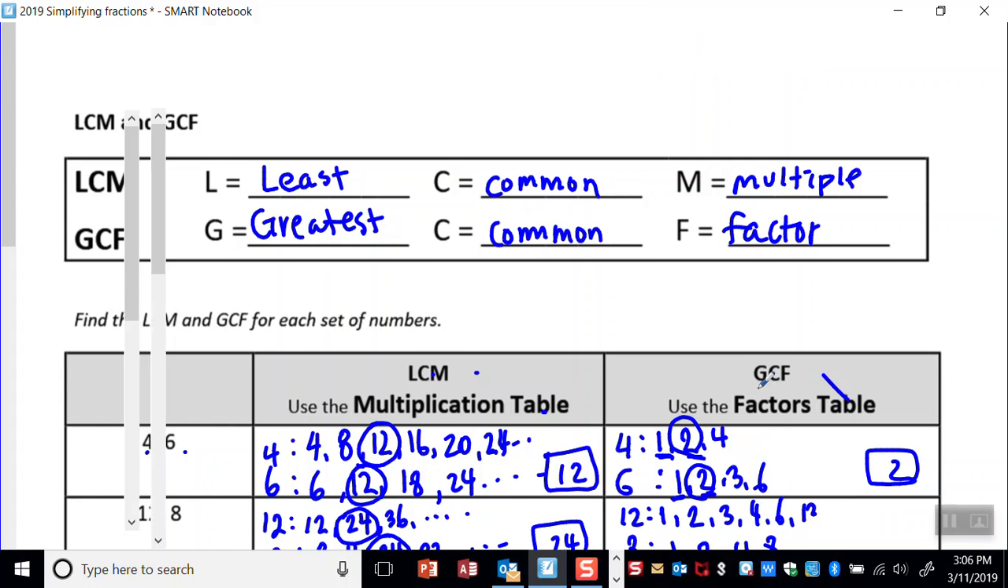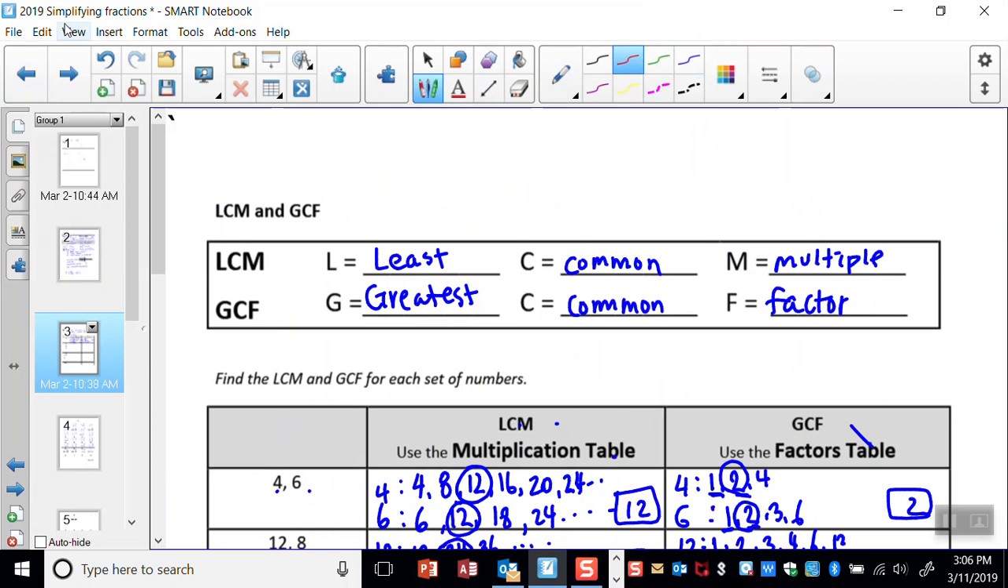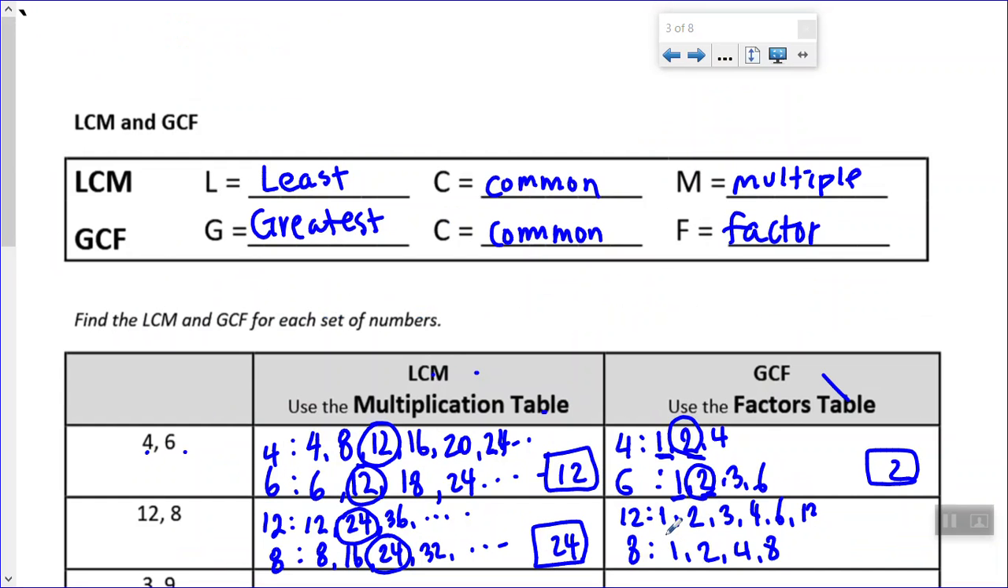So let me use a different color so you can see better. So what are the common factors? We have 1, 2, 4. So you have 3 common factors. You see the same numbers, but what is the greatest number? It is 4. So 4 is the GCF.